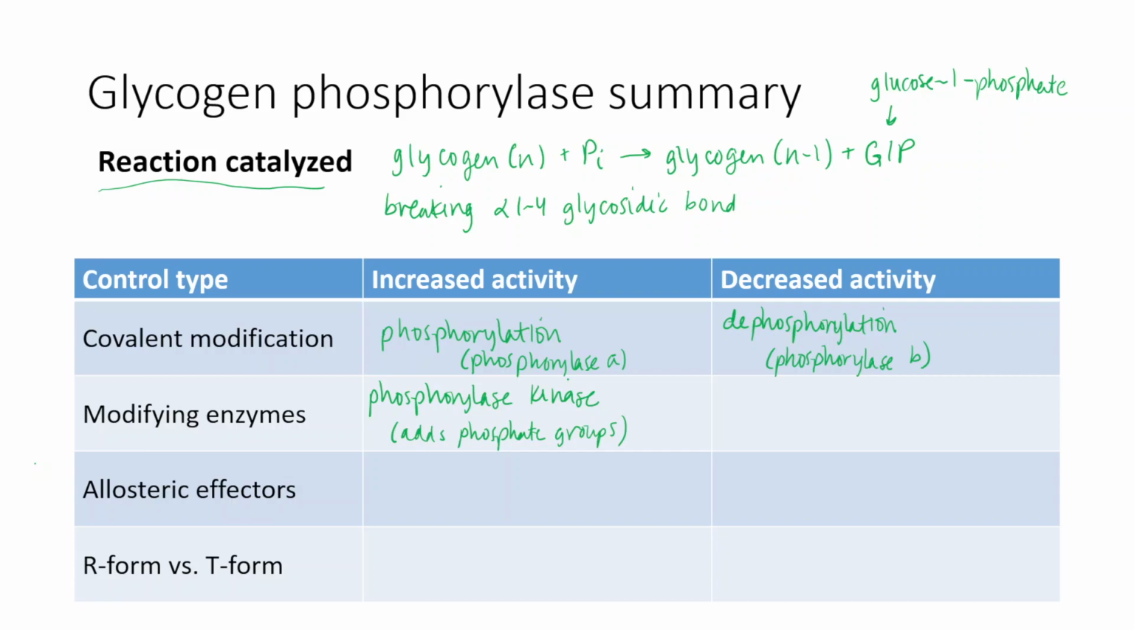So what enzyme is going to decrease activity? Which phosphatase? Yeah, it's actually phosphoprotein phosphatase. So it's not specific to glycogen phosphorylase. It's a more general protein phosphatase, so it's just called phosphoprotein phosphatase.